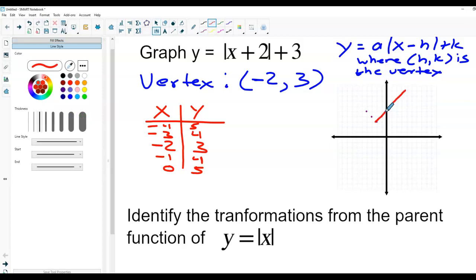And remember, we want to make it look like a V. An absolute value is a V. The graph of y equals x squared, the parabola, is a curve. This really should look like a V.